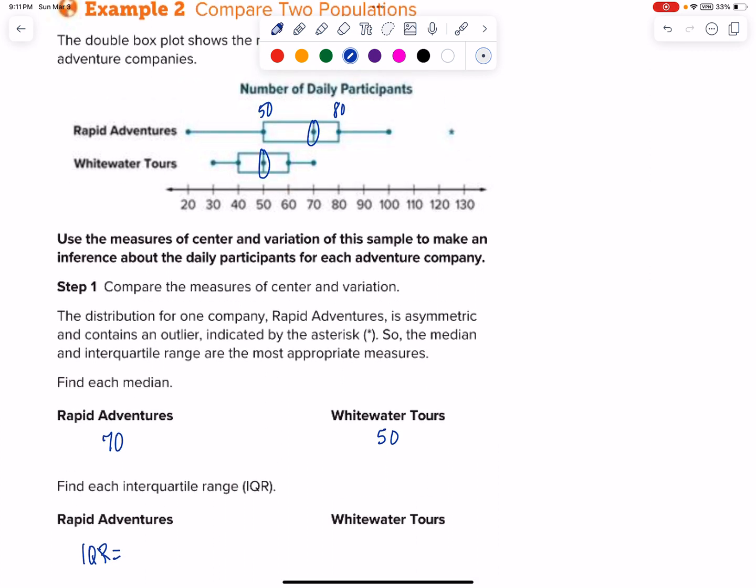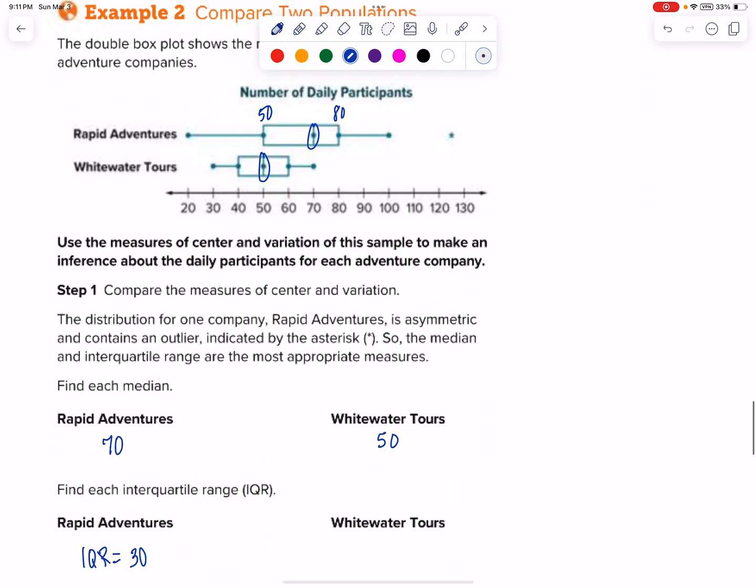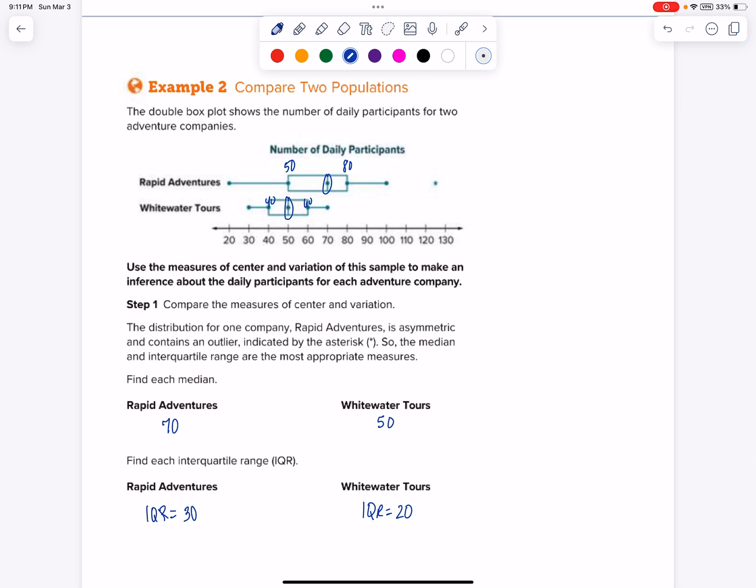equals 30. So that's how spread out the data is between the first and third quartile. And then for Whitewater Tours, we have 60 and 40, so its interquartile range is only 20. That means it's a lot tighter and closer to that 50 mark than Rapid Adventures. Rapid Adventures is a little more varied and spread out.